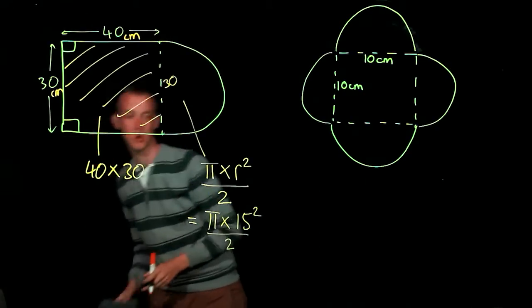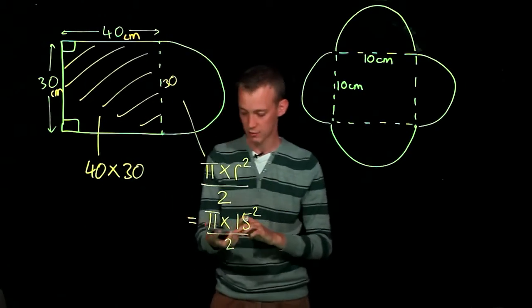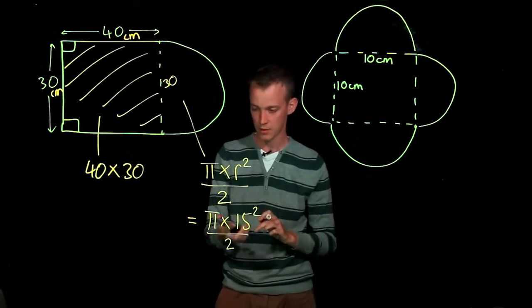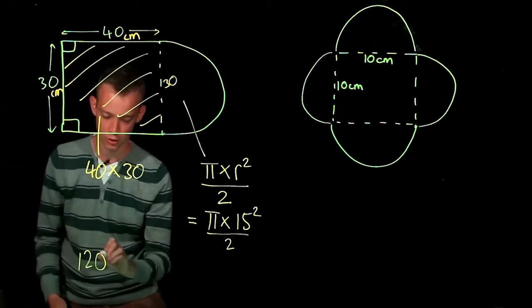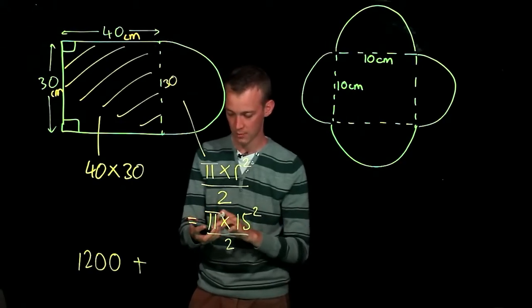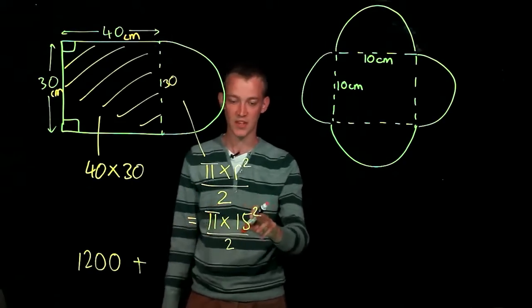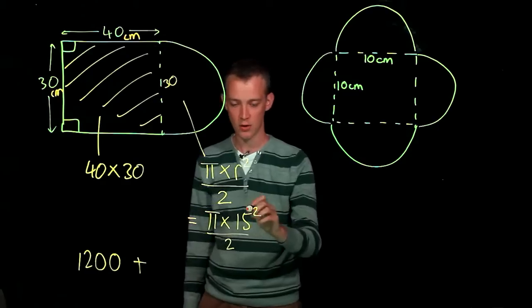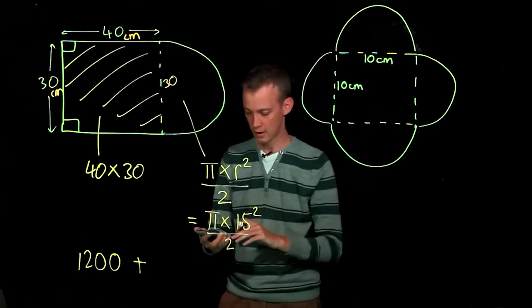So let's work out my two answers and add them together. First of all, I've got 40 times 30, which is 1,200. And I've got pi multiplied by 15 squared. Remember, it's 15 squared times pi. The squared only applies to the 15 here. And then I halve that answer.